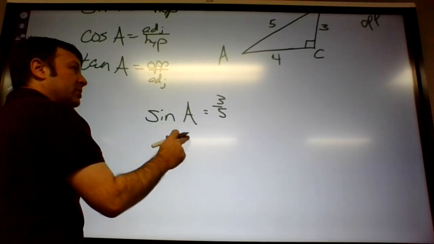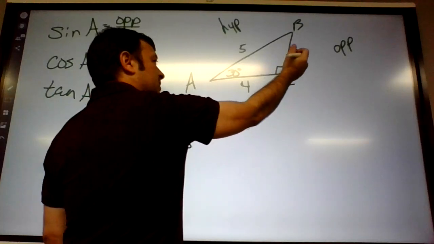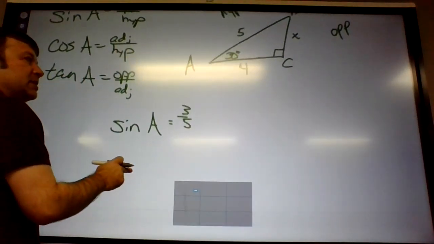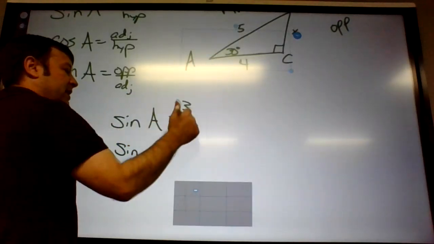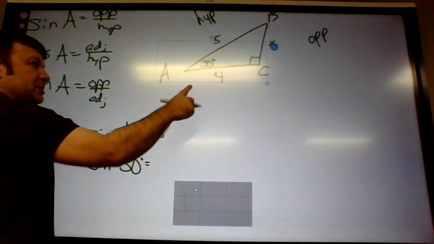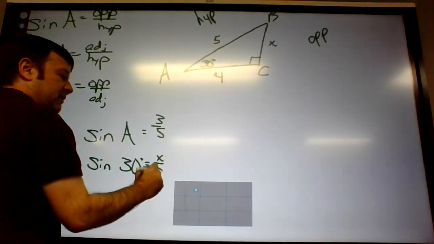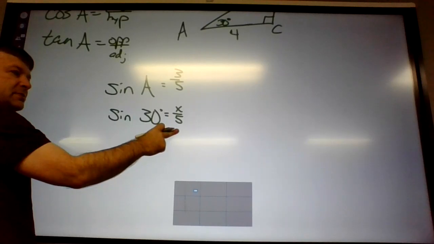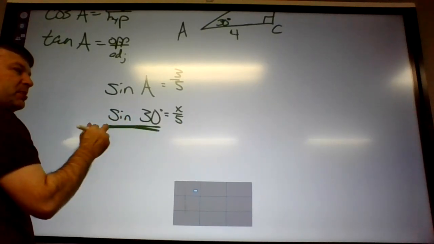Sometimes we'll know the angle, like say this is 30 degrees, and we won't know one of the sides. So instead of saying sine of A, you could say sine of 30 equals opposite over hypotenuse, so x over 5. And how would we solve this for x? You guys recall? Yeah, multiply by 5. Sine of 30 is something we plug in the calculator.